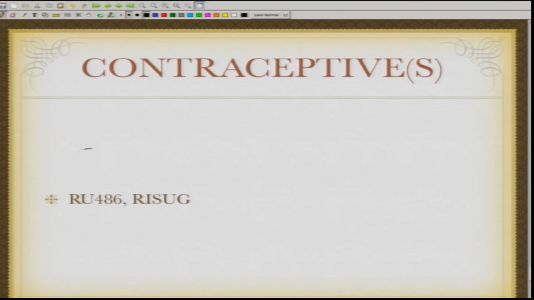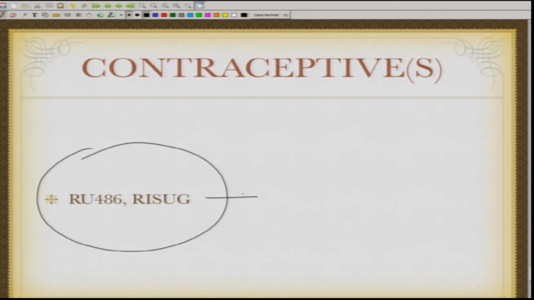And these are some of the oral contraceptives on which India has a lot of contribution. So you can read through some of these things. I'll leave it for you as an exercise to read through it.